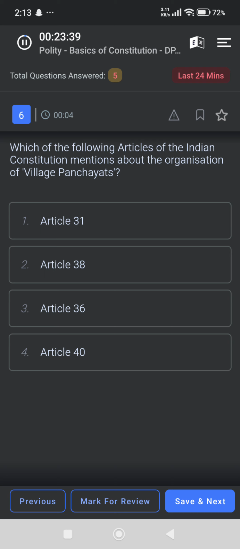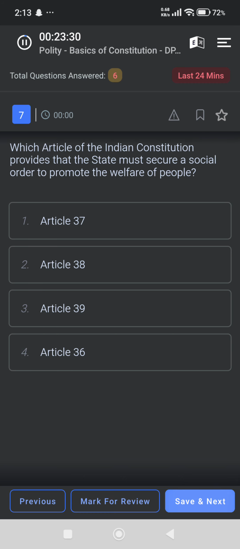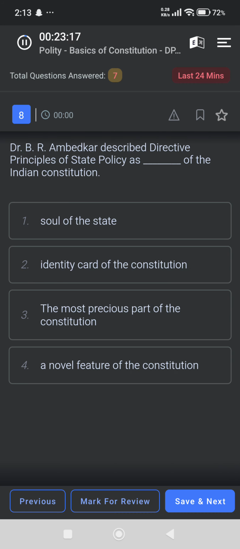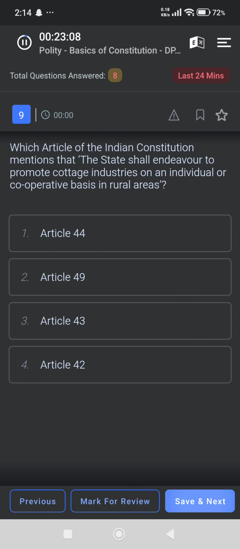Which of the following articles of the Indian Constitution mentions the organization of village panchayats? Article 40. Which article of the Indian Constitution provides that the state must secure a social order to promote the welfare of people? Article 38. Dr. B.R. Ambedkar described DPSP as a novel feature of the Constitution.